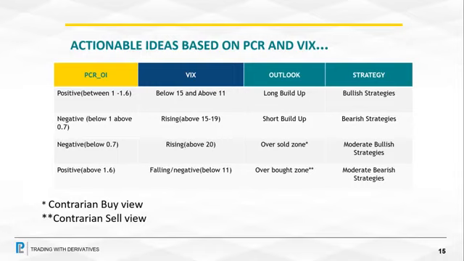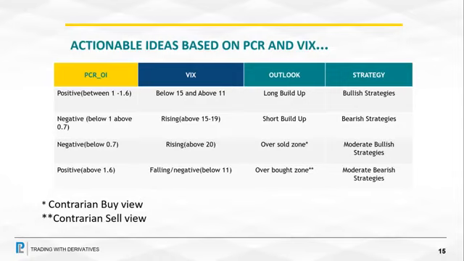So usually this is what I have tried to sum up, whatever in the session we had today. So again, I will try to just remind. When PCR is positive, between 1 to 1.6, and VIX is below 15 but above 11, the normal range, the outlook is what? It is long. We are bullish. If PCR is below 1 but above 0.7, and VIX is rising but still between 15 to 19, it is short build up. That means we can be on the bearish side.